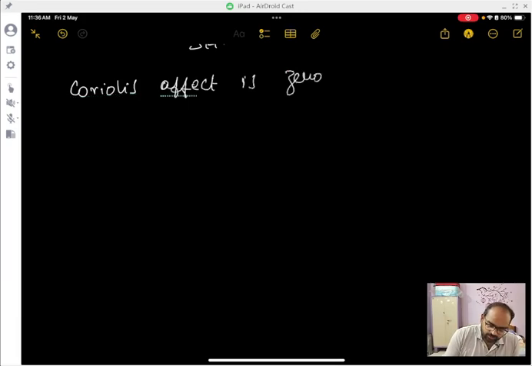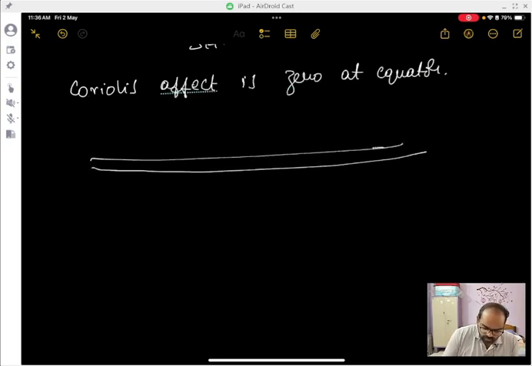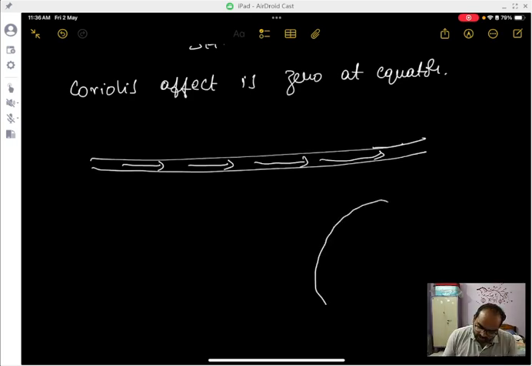And another factor of Coriolis effect is Coriolis effect is zero at equator. So that means in equator, let's say it is equator, wind is blowing, and as earth is rotating from west to east, wind also moves from west to east. There is no deflection at equator. Okay, why is there no deflection at the equator? See, we are saying that earth is tilted.